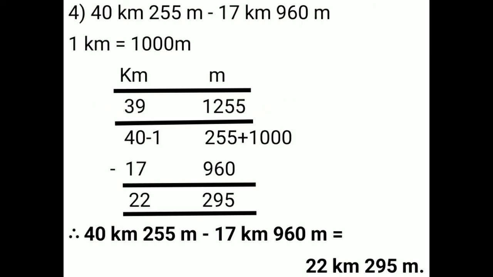1255 meter. Now 39 minus 17 gives us 22 kilometer, and 1255 minus 960 gives us 295 meter. That leads us to our final answer, that is 40 kilometer 255 meter minus 17 kilometer 960 meter is equal to 22 kilometer 295 meter. Kindly note, girls, every time we solve a sum, we always have to conclude it with a final statement.